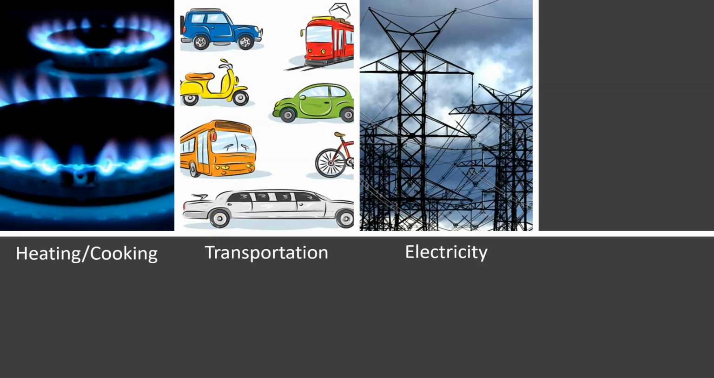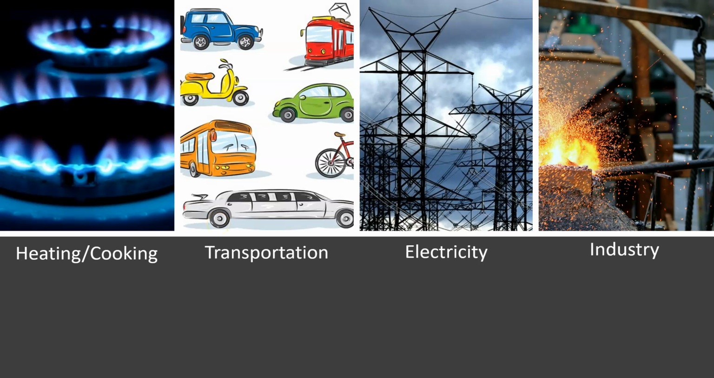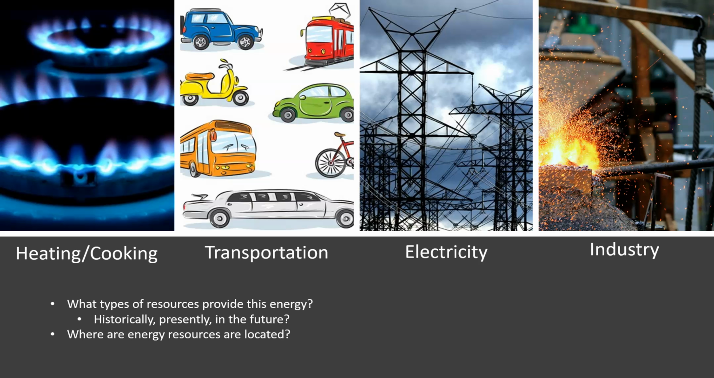Now, heating and cooking can and often is done through electricity as well, although a lot of homes are equipped to do those particular applications through things like natural gas or propane. And then, of course, we have lots of industrial processes that require large inputs of energy. So in the context of this course, when we talk about energy, we're talking about energy needed for these particular purposes. And what we want to look into right now is what types of resources provide this energy, historically, presently, and likely in the future. And then where are these energy resources located?